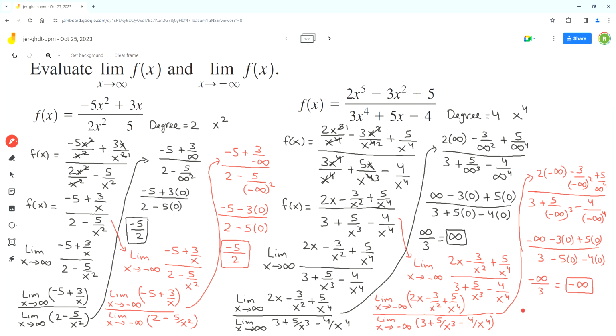So these are the steps you have to keep in mind to evaluate these limits for these types of rational functions. So I hope you'll find this video useful.